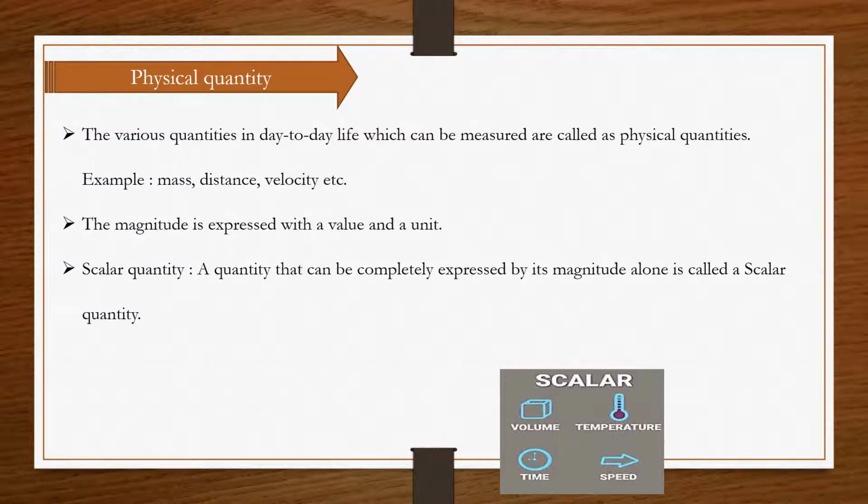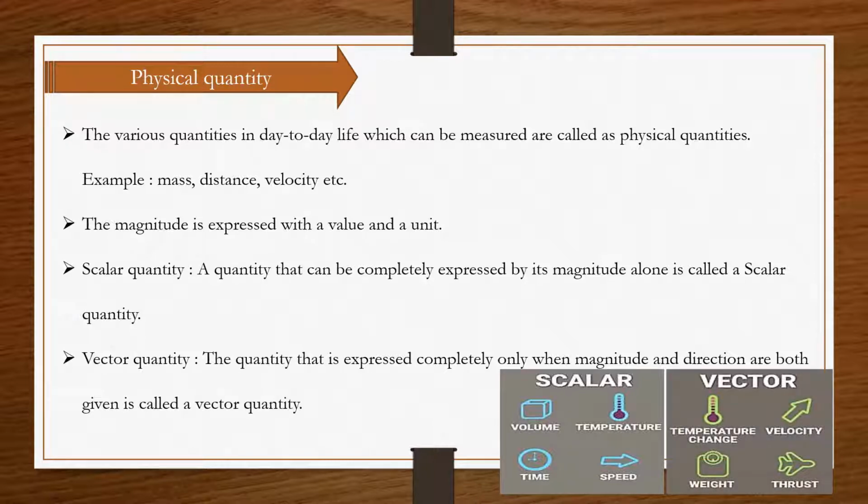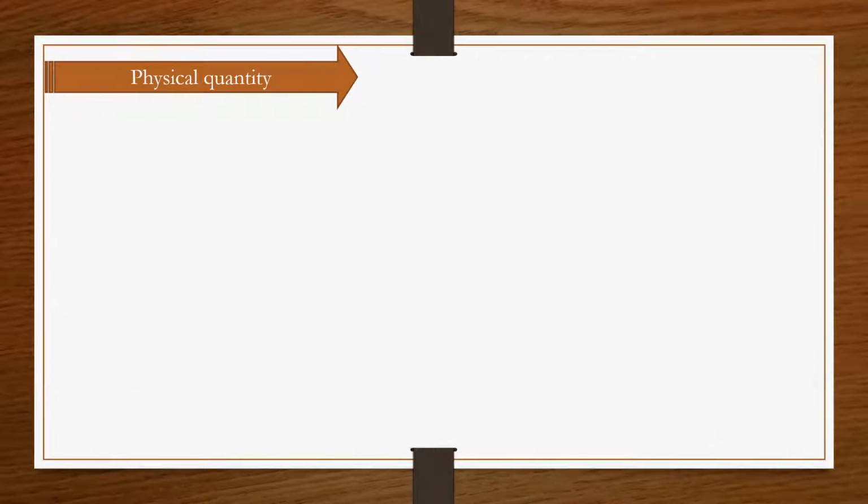A quantity that is expressed completely only when both magnitude and direction are given is called a vector quantity. Displacement and velocity are vector quantities. For example, a displacement of 20 kilometers towards the north, an aeroplane flying at a velocity of 500 km per hour towards Mumbai, and also thrust are vector quantities. Then students, different physical quantities are measured using different units.